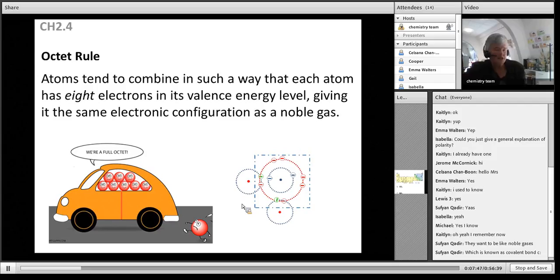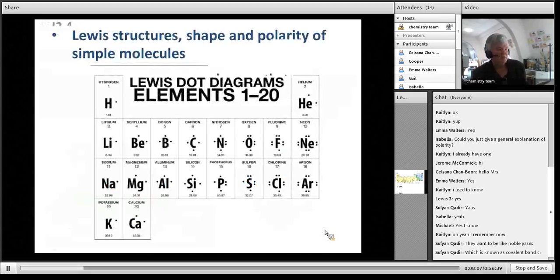Now again, you're not expected to know it. You may be given it in an exam with a Lewis structure, just presented, so you have to accept it. This is how it is, but you won't have to explain it. At level 3 you would have to explain why. Right, so let's carry on.